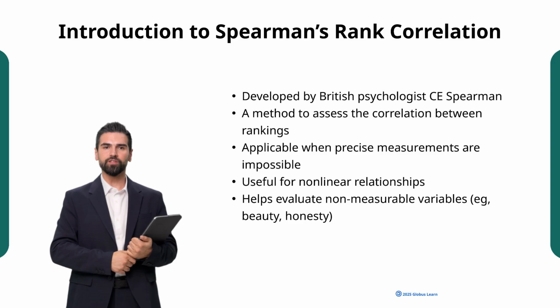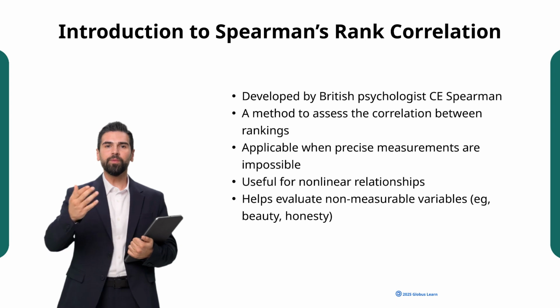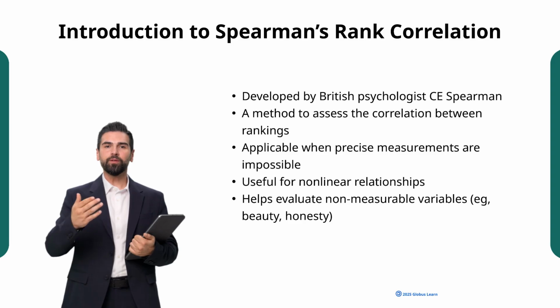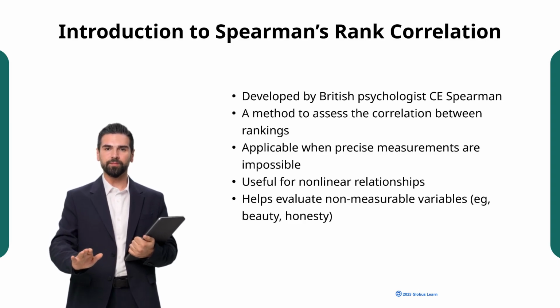Developed by the British psychologist C. Spearman, this method allows us to explore correlations between rankings when precise measurements are either challenging to obtain or simply impossible. For instance, think about how we assign value to things like beauty or honesty. These aren't easily measurable in numbers, right? But we can rank them subjectively.